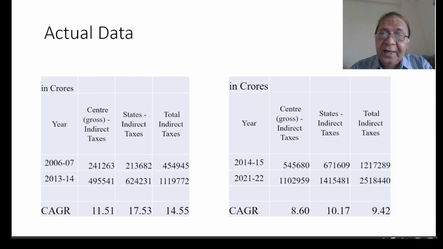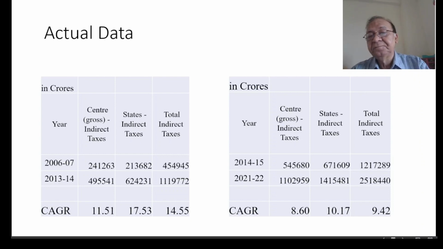Now, the compounded annual growth rate before 2014 for central indirect taxes was 11.51%. States' indirect taxes was 17.53% and total indirect taxes were 14.55%. But after 2014, center's gross indirect taxes growth rate is 8.60%. But states' indirect taxes compounded annual growth rate is 10.17%. Total is 9.42%.